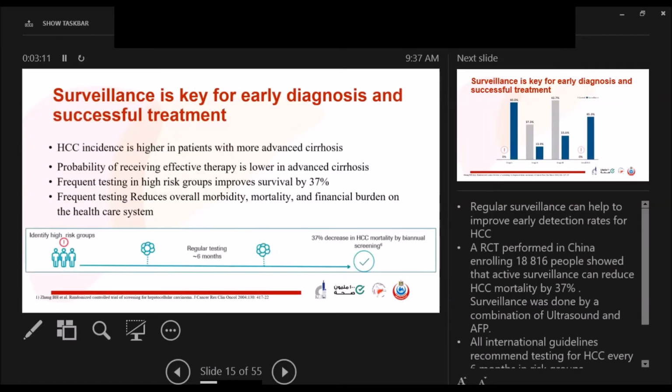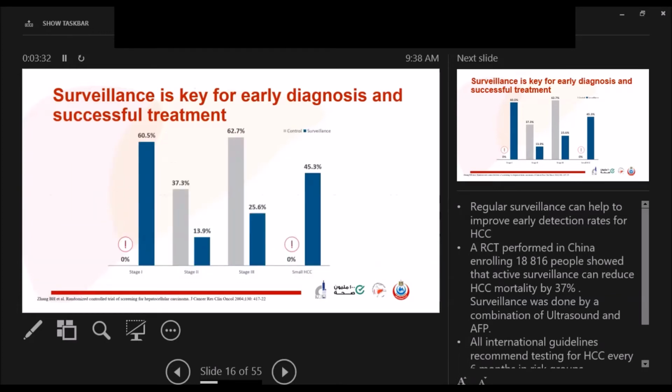The incidence of HCC is higher in patients with advanced cirrhosis, and the probability of receiving effective therapy is lower in these patients. And according to the study, frequent testing improves survival by 37%, and it overall reduces morbidity, mortality, and financial burden on the healthcare system.